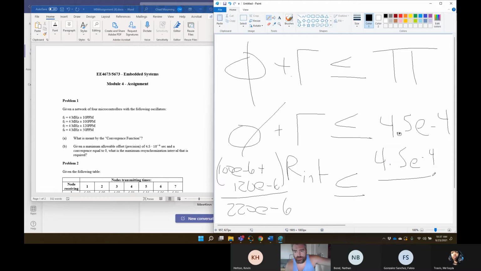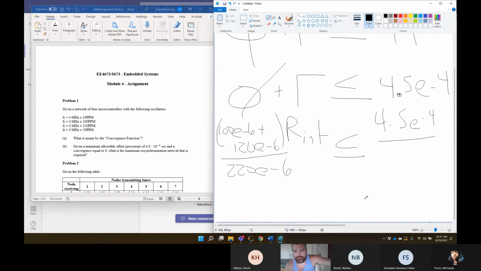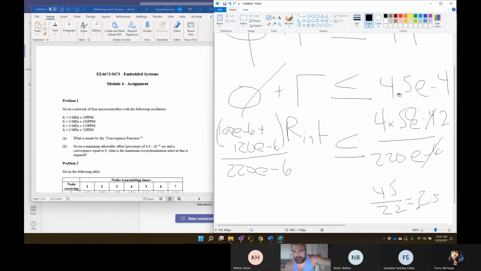4.5 e to the negative 4th over, that's one of the nice things about the whiteboard, it automatically extends for you. So divide this by 220 e to the negative 6th. That makes that positive 2. So 450 divided by 220, 45 over 22, something like 2 seconds. A little bit more than 2 seconds. So anything like that, show your work, should get full credit.